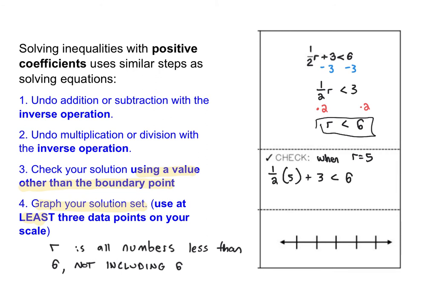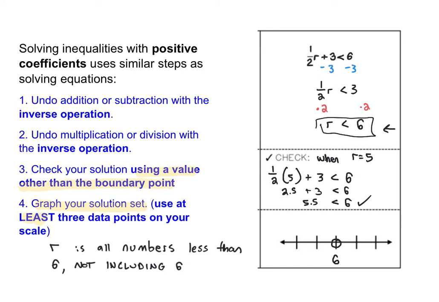Okay, and then 1/2 of 5 is 2.5. And it is true that 5.5 is less than 6. So I know I did it correctly, and I can go ahead and graph it. So since my solution is all numbers less than 6, but not including 6, we need an open dot at our boundary point of 6.